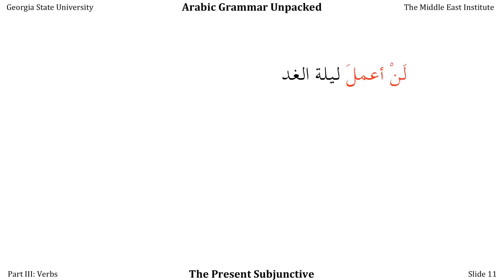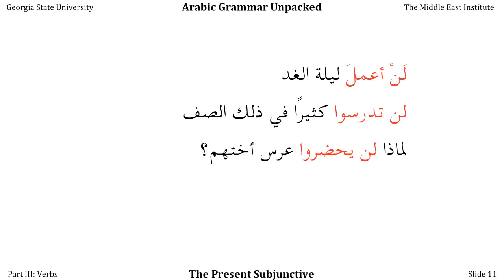The len takes care of it for us, and we put it in the Muladhara mansub, whereas the regular future tense would use the Muladhara marfu'. If we said I will work, we'd say sa'a'malu laylat al-ghad. Lan tadrusu kathiran fi dhalika saf. You all won't study a lot in that class. Again, we use the Muladhara mansub, so the noon is missing on tadrusu.